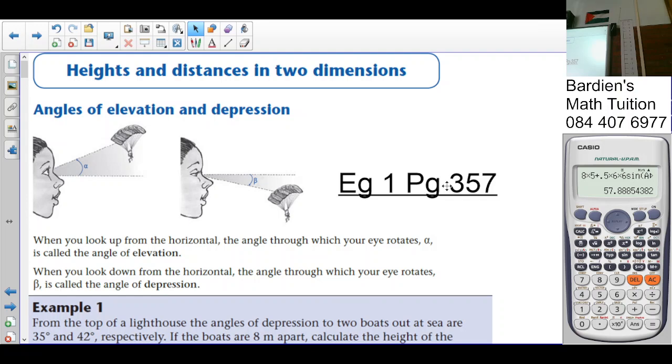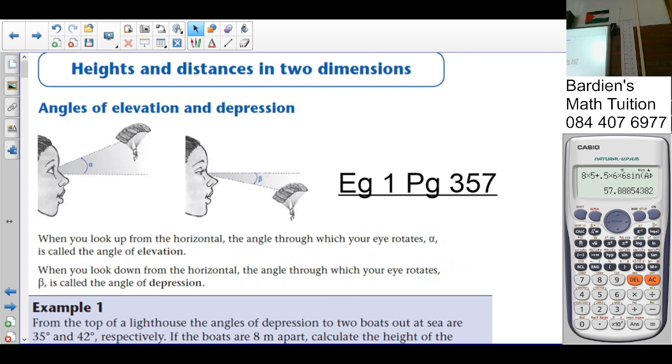So angle of elevation and depression. So we are told when you look up from a horizontal, as you can see here, the angle through which your eye rotates, namely alpha, is called the angle of elevation, the angle that goes up. From horizontal up is elevation.